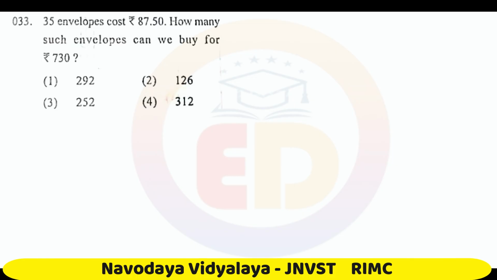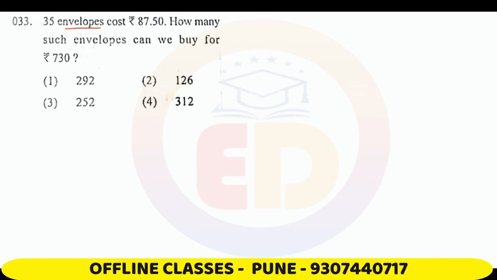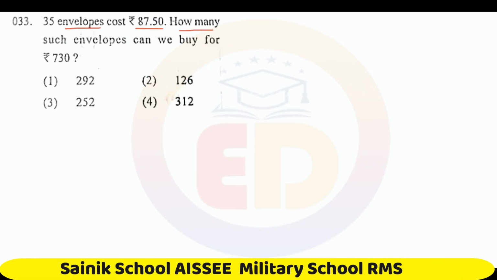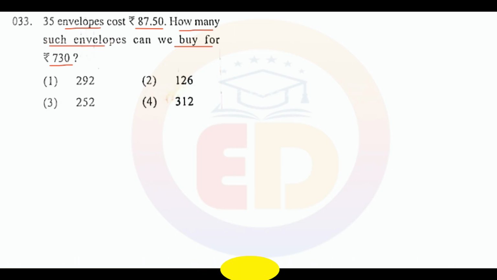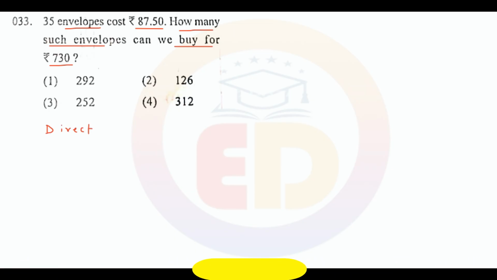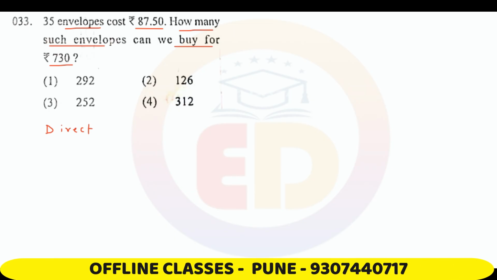Question number 33. 35 envelopes cost 87 rupees 50 paisa. How many such envelopes can we buy for rupees 730? A question of direct variation or direct relation.